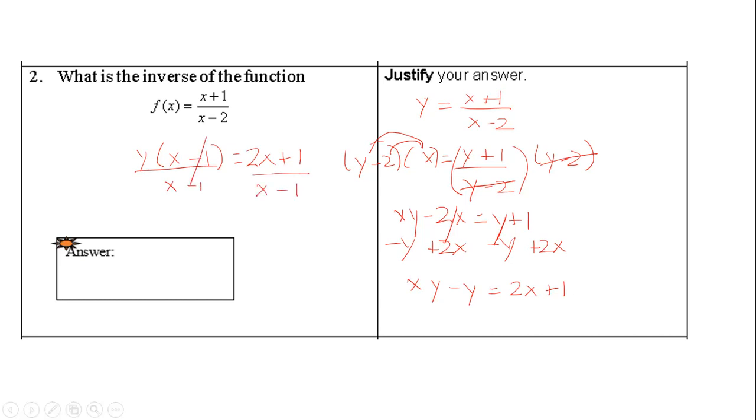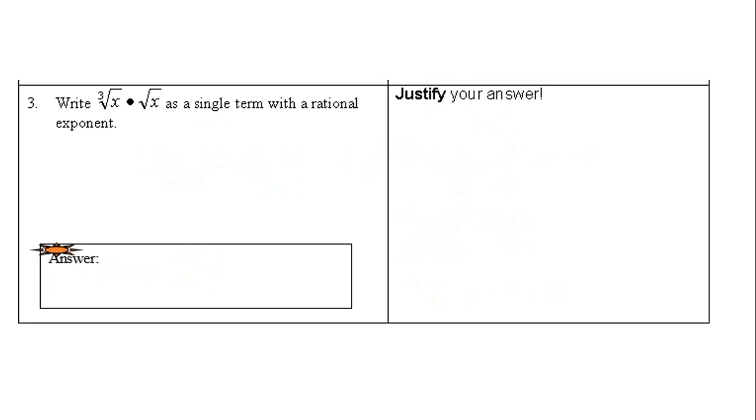And I have my inverse. So my inverse is equal to 2x plus 1 over x minus 1. All right, and that's how you find the inverse of a function. Now let's move on to question number 3.